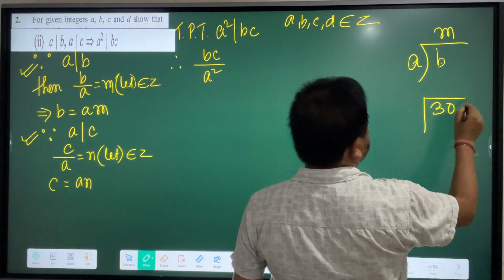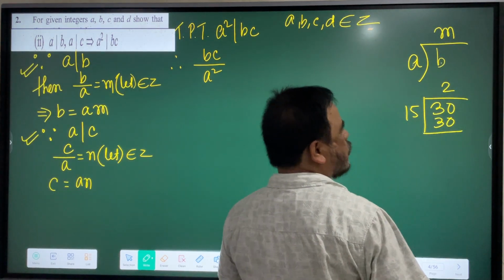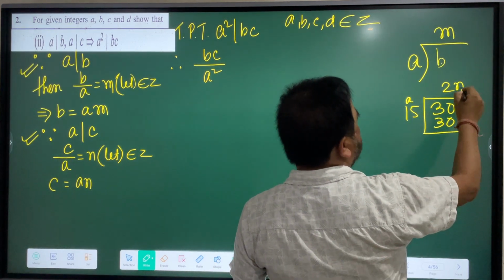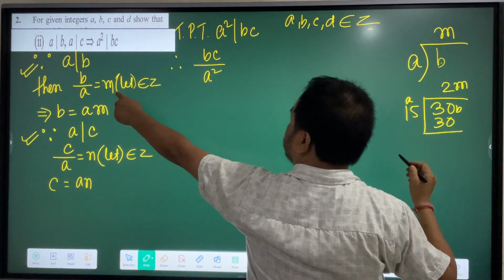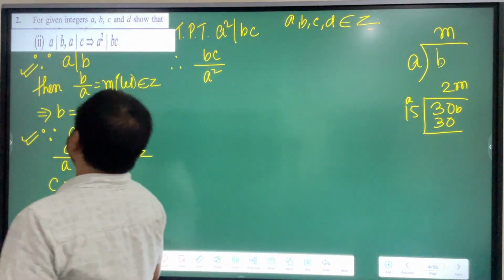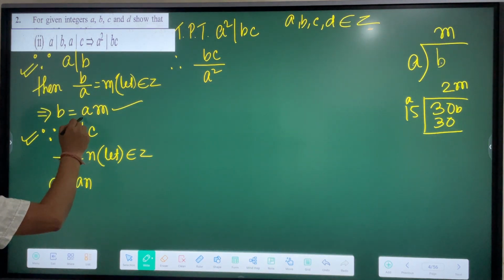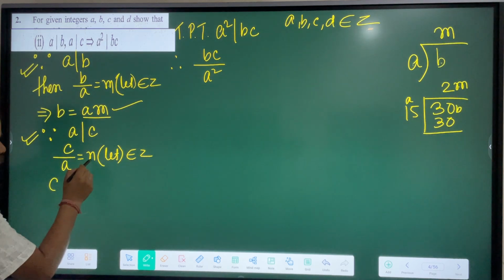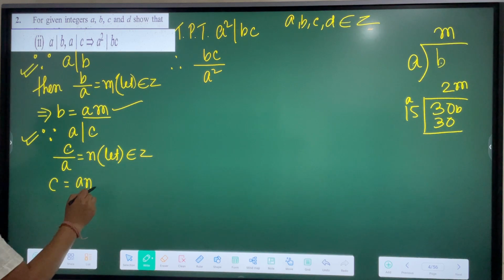It is like the same thing. 30 divided by 15 is 2. So this is a, this is b, this is m. So b by a equals m. m is just taken, let, and that is an integer. So b equals am, b equals a into m. Similarly, a divides c, so c by a equals another integer, we have taken n. That is an integer. So c equals an.